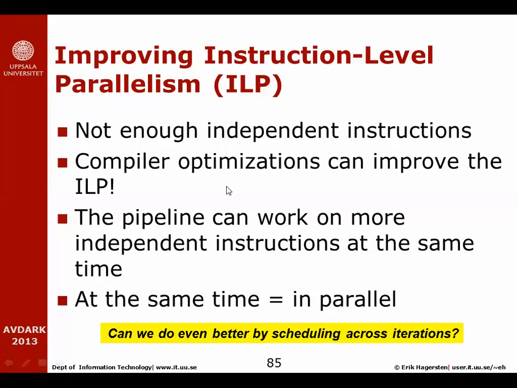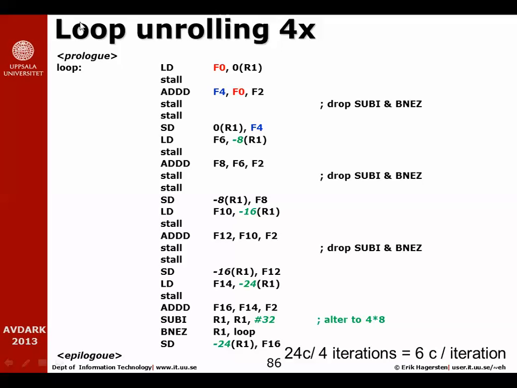pipelines. Last, in this video, we're just going to look at how we can improve the scheduling of instructions even more by trying to apply the optimization across several iterations of the application. And this is something called loop unrolling.